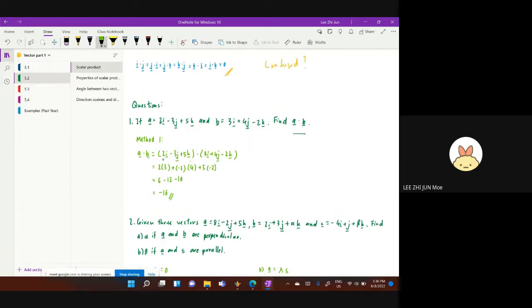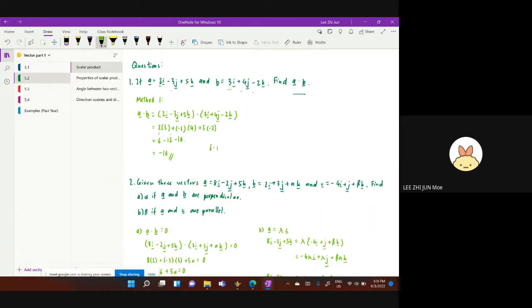The dot product between A and B: 2 times 3 will be 6. Negative 3 times 4 will be negative 12. 5 times negative 2 will be negative 10. So we get 6 minus 12 minus 10, which will be negative 16.